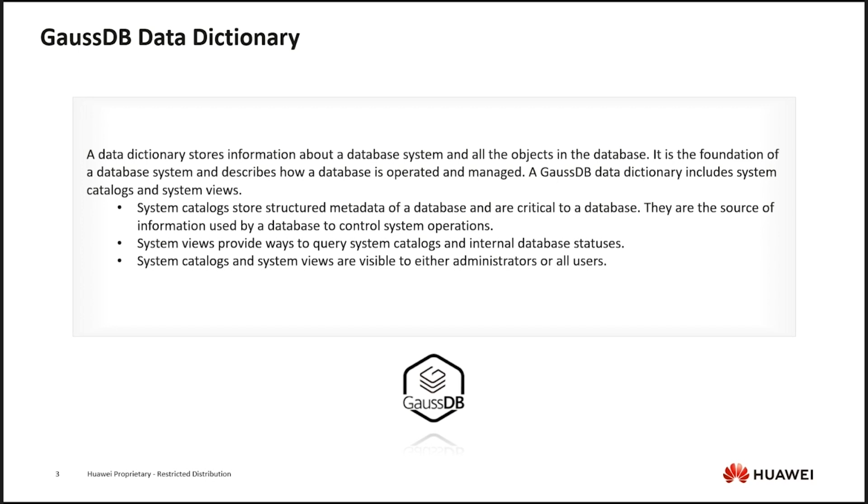System views provide ways to query system catalogs and internal database data. System catalogs and system views are visible to either administrators or all users. It's not recommended to modify system catalogs and system views, and usually users don't have permission to do so.